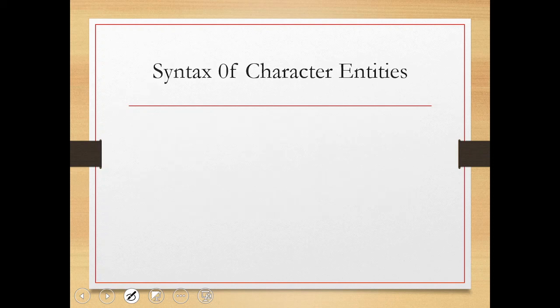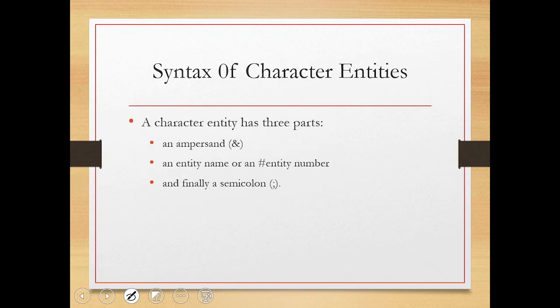So, the syntax of character entities: there is a particular pattern that we need to follow to write these entities. A character entity has three parts. The first part is the ampersand symbol. The second is the entity name, the name by which it is known. And finally, a semicolon. So this is the syntax of a character entity: an ampersand, an entity name, and finally a semicolon.